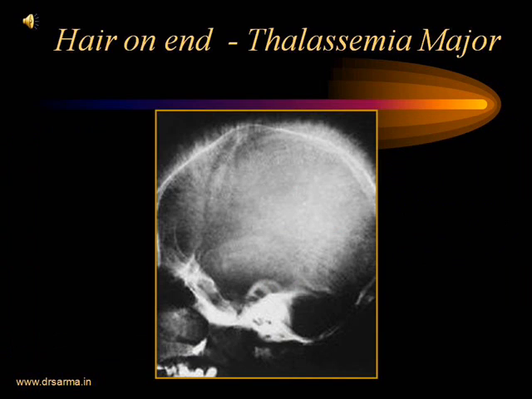This is a lateral radiograph of skull in a case of thalassemia major. Thalassemia major is a hemoglobinopathy in which the red cells are destroyed and hemolysis occurs. Due to this hemoglobinopathy, there is increased production of red cells in the marrow and the marrow is hyperactive. Due to this hyperactivity, the skull shows hair-on-end appearance in the X-ray. This is a very characteristic feature of thalassemia major.